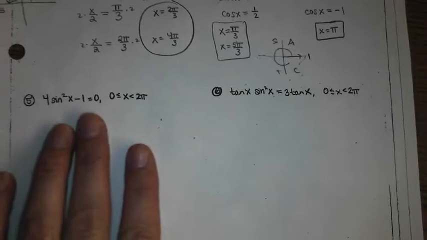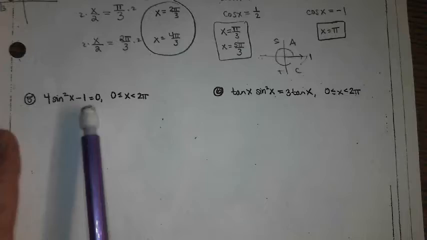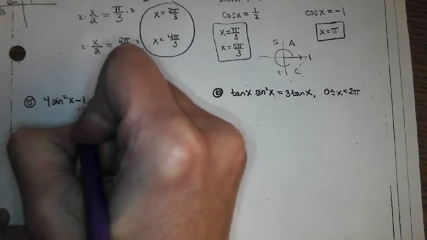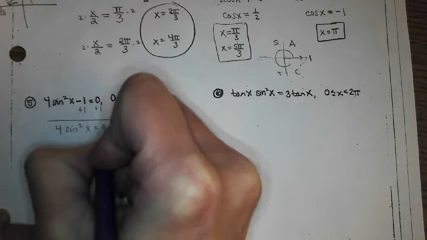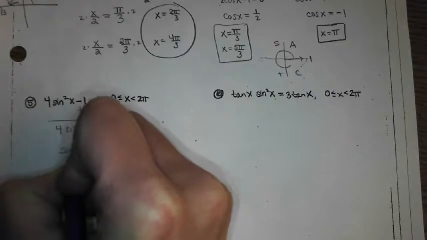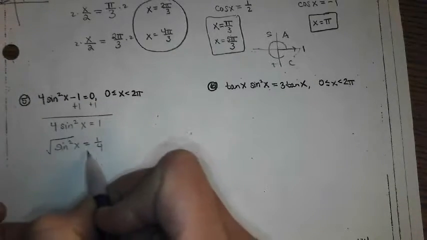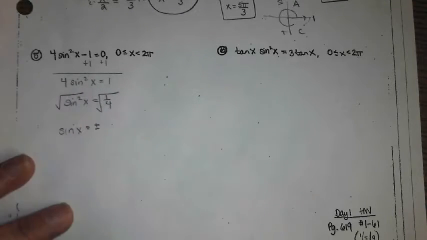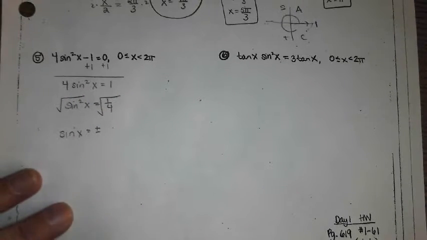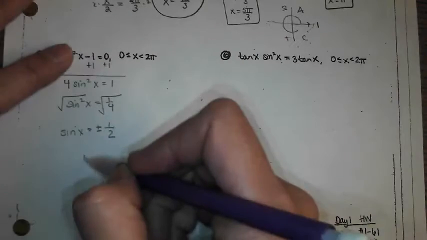Okay. On number 5, we could still factor. It's the difference of perfect squares. Or you could just add 1 to both sides. Divide both sides by 4. Square root both sides. So the sine of x equals plus or minus what? 1/2. So we have positive 1/2 and negative 1/2 to solve for.